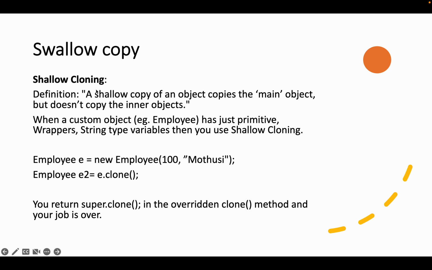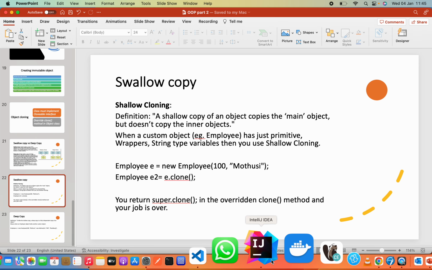So we see that a shallow copy of an object copies the main object but does not copy the inner objects. They are still the same. So if some of the inner properties are mutable and some are immutable, you're going to have a problem. When you have a custom object Employee and it has primitives, wrappers, and string types only, then you can use shallow copying or shallow cloning, as you may want to call it. That wouldn't affect anything. Let's demonstrate that.